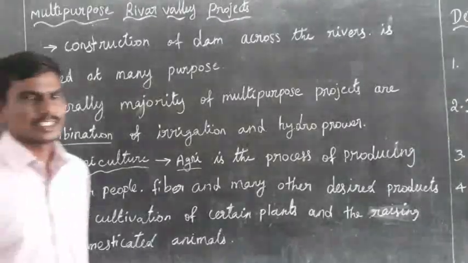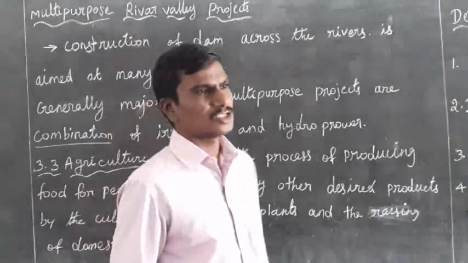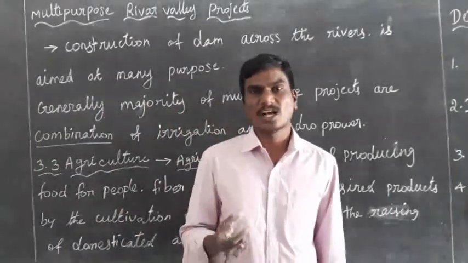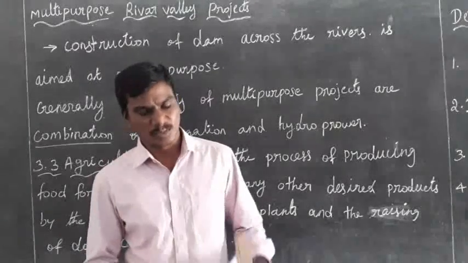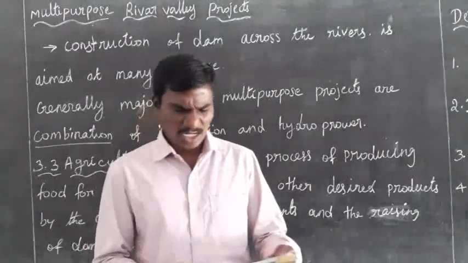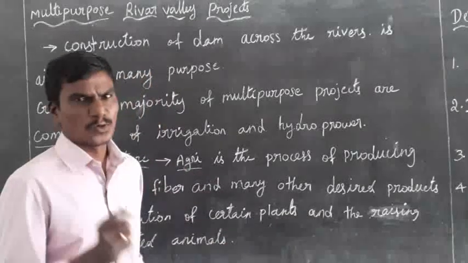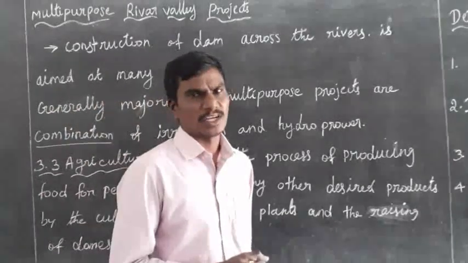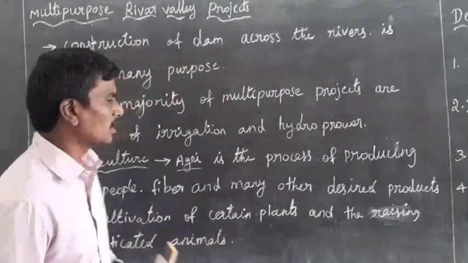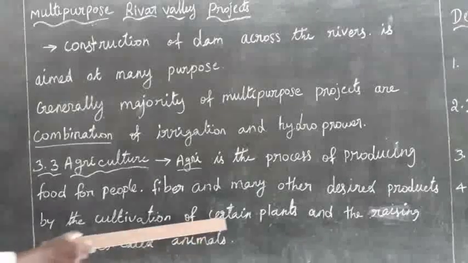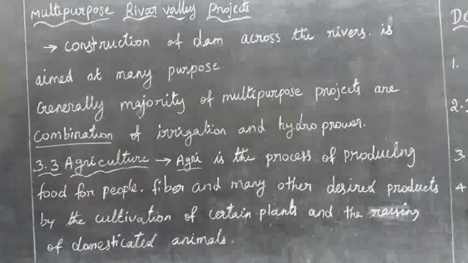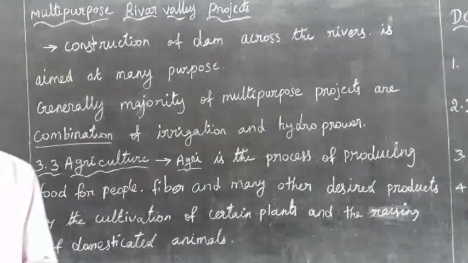3.3 agriculture. What is meant by agriculture? Agriculture is a process of producing food for people, food for cattle, fibers, and many other products by the cultivation of certain plants and the raising of domesticated animals.